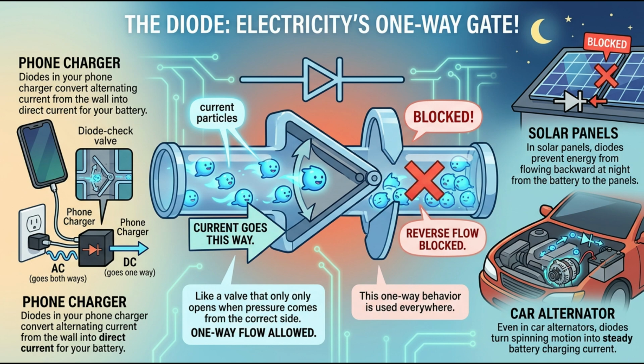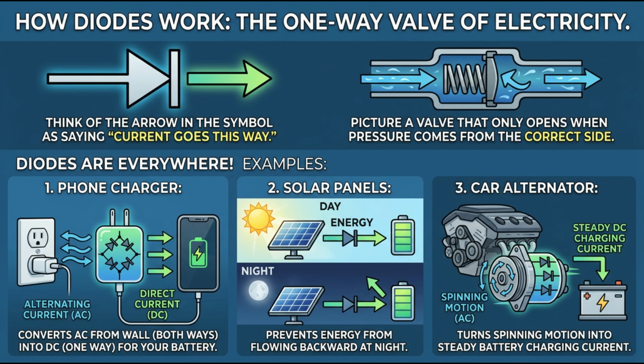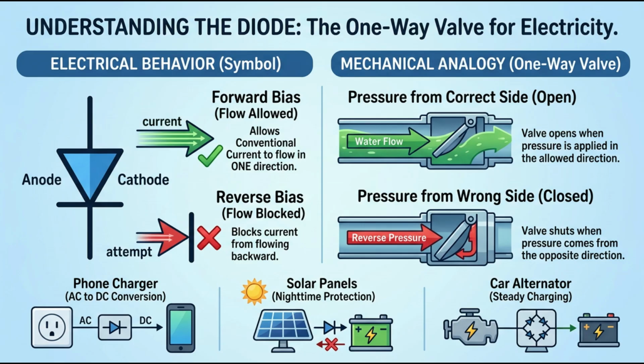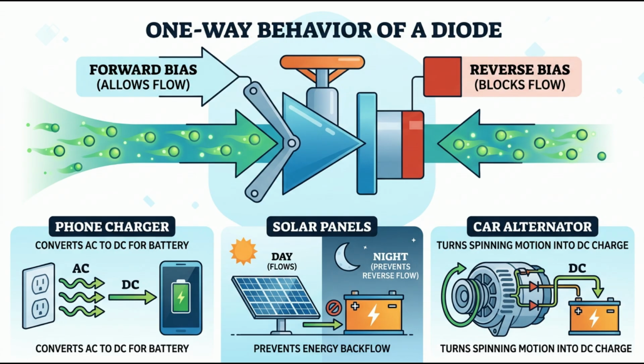Here is a fun way to remember it. Think of the arrow in the symbol as an arrow that says current goes this way. Or picture a valve that only opens when pressure comes from the correct side. This one-way behavior is used everywhere. For example, diodes in your phone charger convert alternating current from the wall, which goes both ways, into direct current that only goes one way for your battery. In solar panels, diodes prevent energy from flowing backward at night. Even in car alternators, diodes turn spinning motion into steady battery charging current.